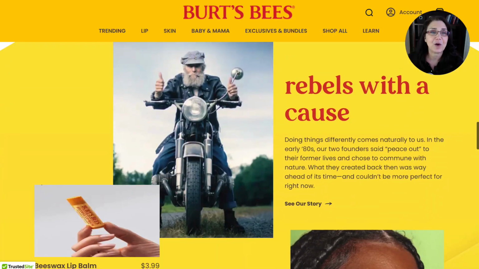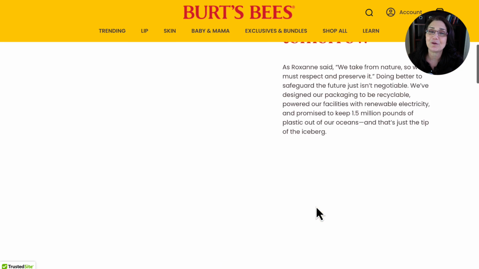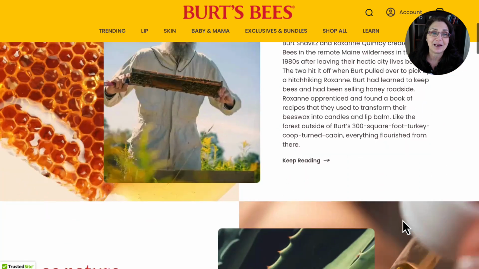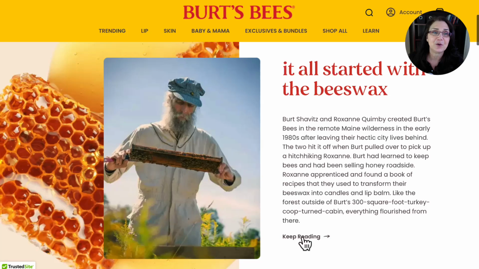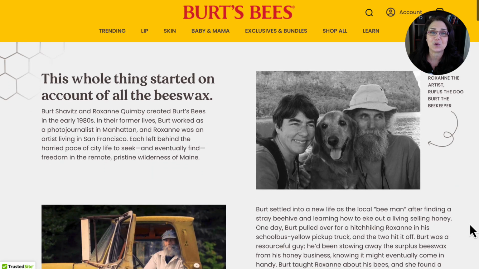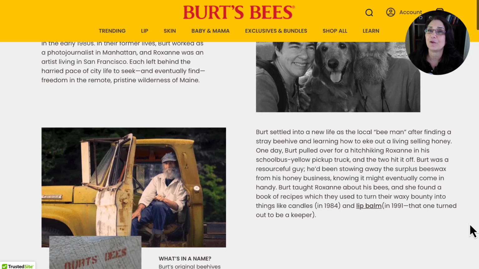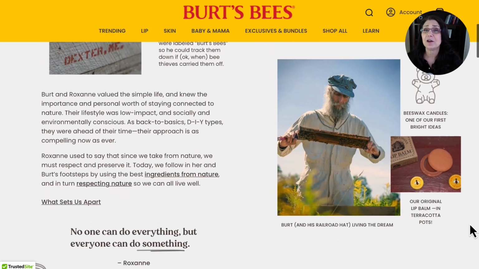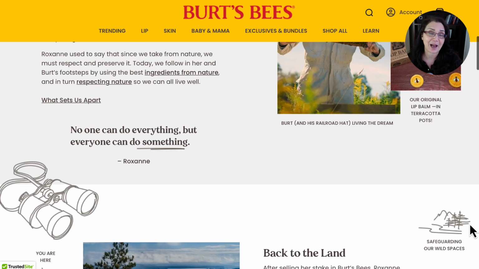And if you scroll down the page, you can see here in the middle section, they have a picture of the owner. He's on the motorcycle, rebels with a cause. And it tells a bit of the story of how this product came to be. If you click on See Our Story, you're going to get to the full story to show how Burt and his wife came up with the product, how they were focusing on being natural, on being kind to nature. So really, they're using their story to convey how they're competitive.